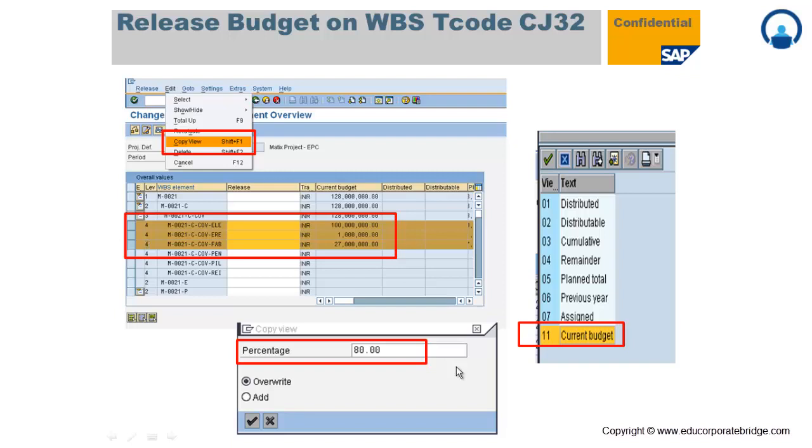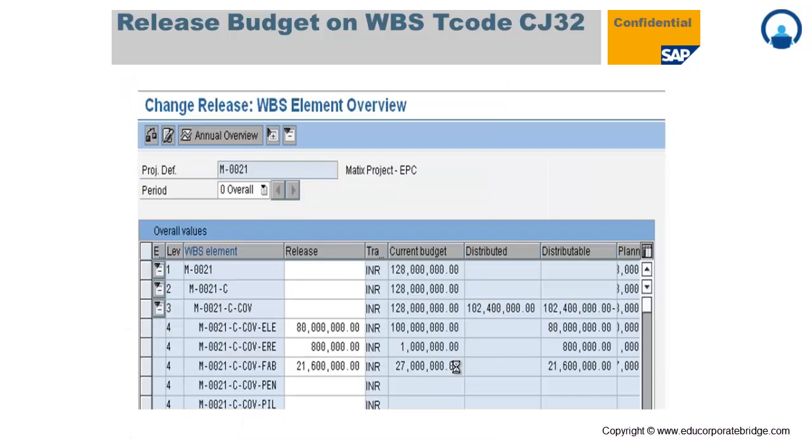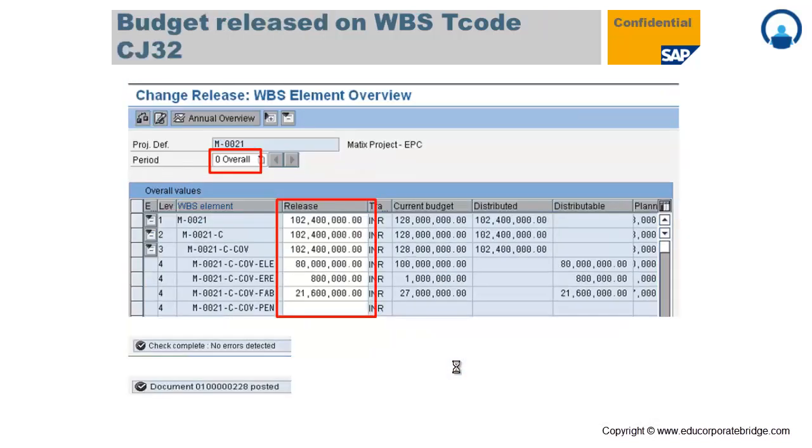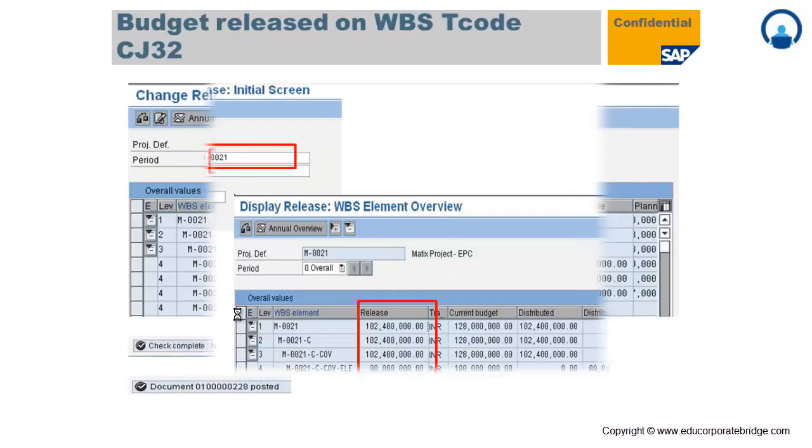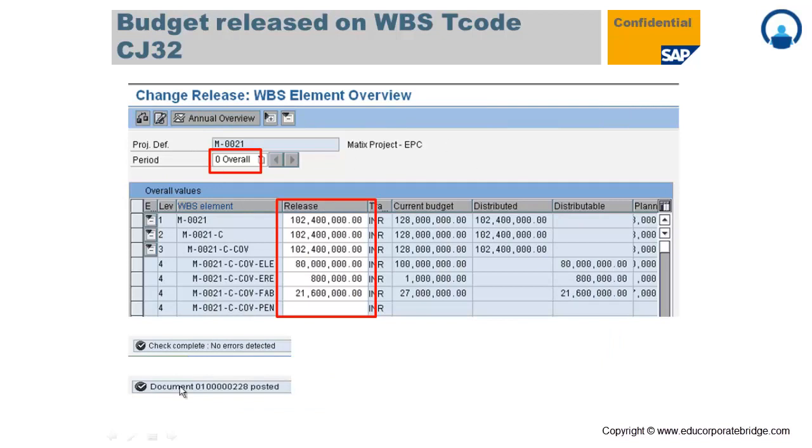Whether you want to overwrite values or add values, you need to take a call. Or if you don't want to copy any values, you can insert your values manually in the release column. The system will copy the values of 80% as I selected in this section, so it shows 80% values. Finally I do the total up, so the values roll up from the lower level WBS to the higher level WBS. The system then populates the message that check is complete, no errors, and the document gets posted in the system. So this is the way you can release the budget in the system.